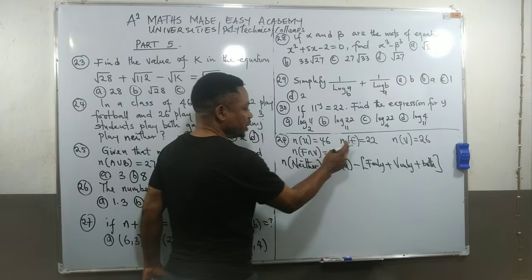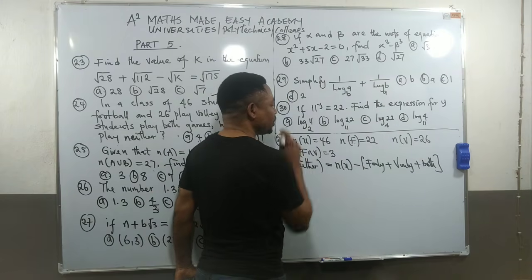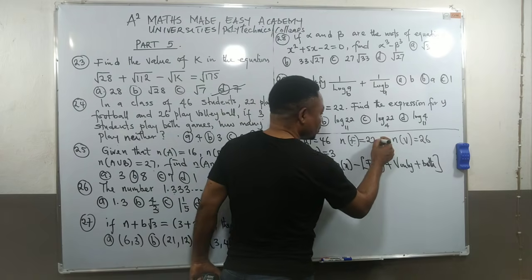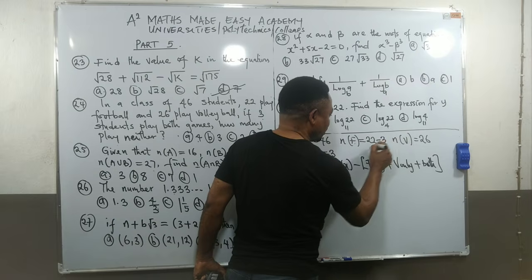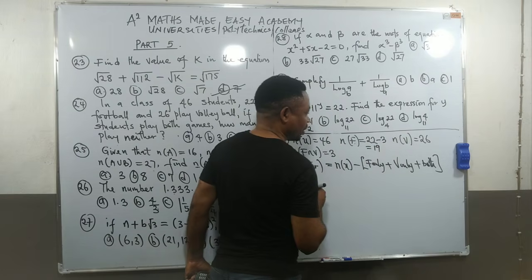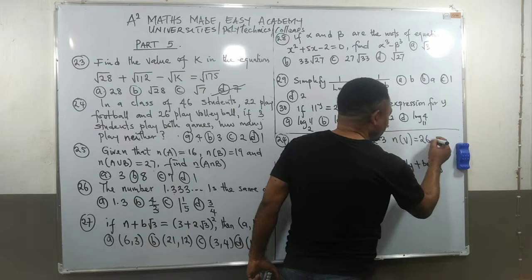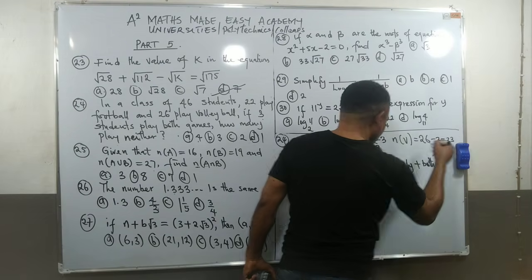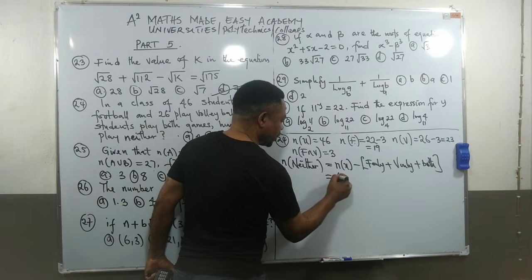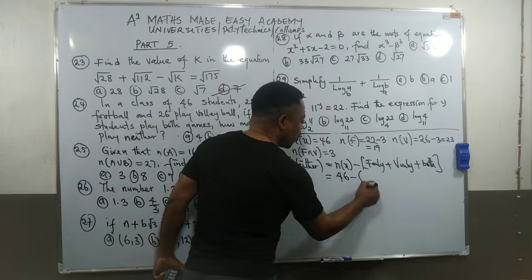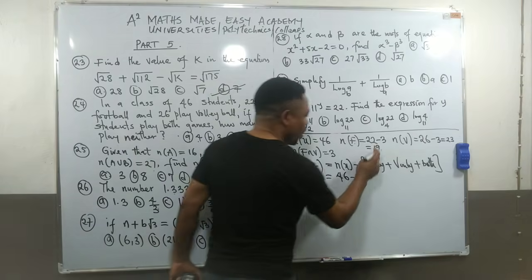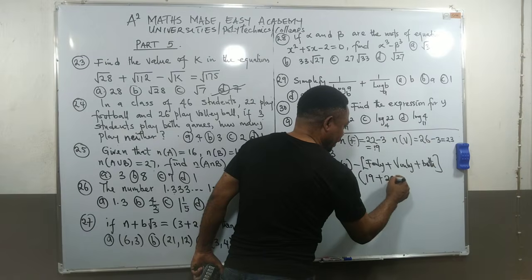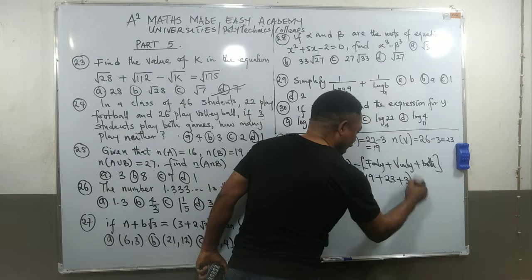Now here we go. For football only, since football and volleyball is 3, go to football and introduce minus 3. What will it give you? 19. Then go to volleyball, introduce minus 3. What will it give you? 23. Let's substitute now. The universal set is 46 minus open bracket, football only is 19 plus volleyball only is 23, then plus both is 3.